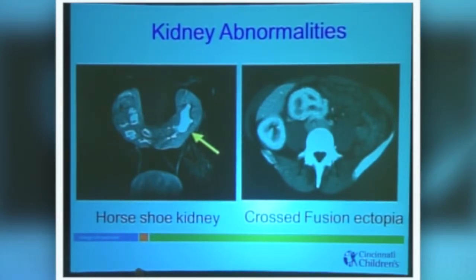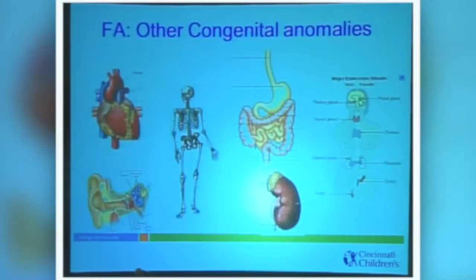side and rudimentary on the second side. The example here shows a horseshoe kidney and crossed-fused ectopia. It's a fancy name. Basically, two kidneys are on the one side. Other organs that can be involved with Fanconi anemia include essentially every organ system. So the patients can have structural heart abnormalities, external ear, internal ear abnormalities, bony defects. There is esophageal atresia, tracheoesophageal fistula, malrotation of the gut, kidney abnormalities, as we talked about.